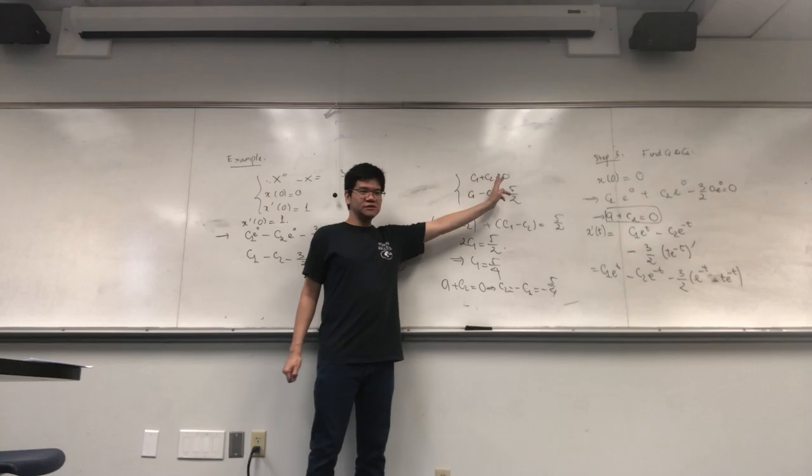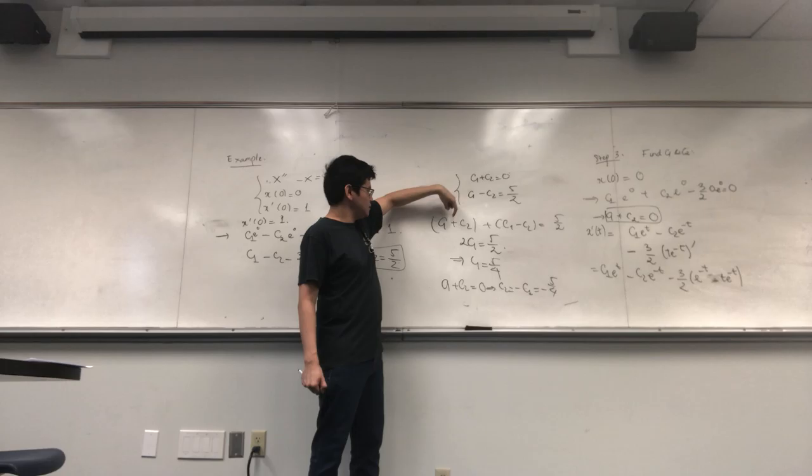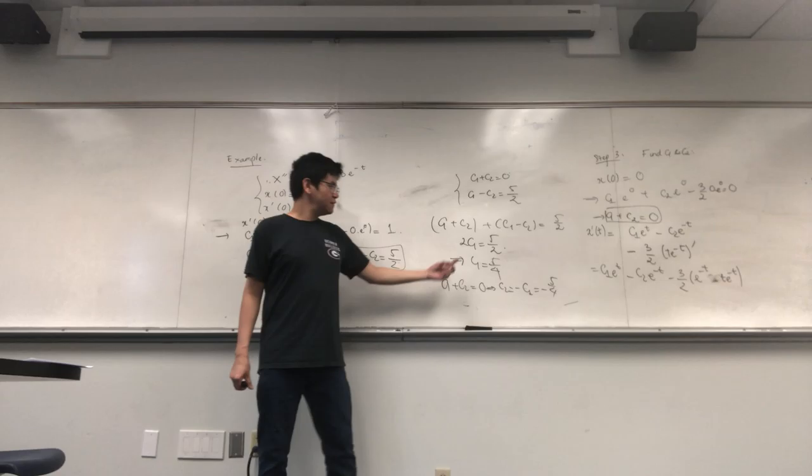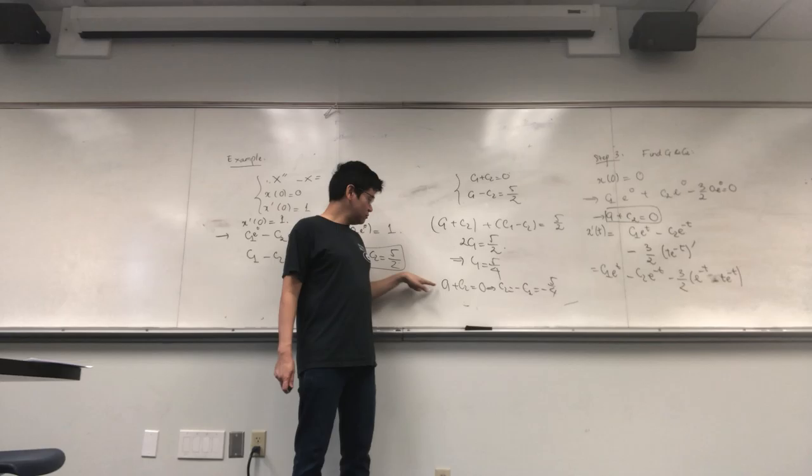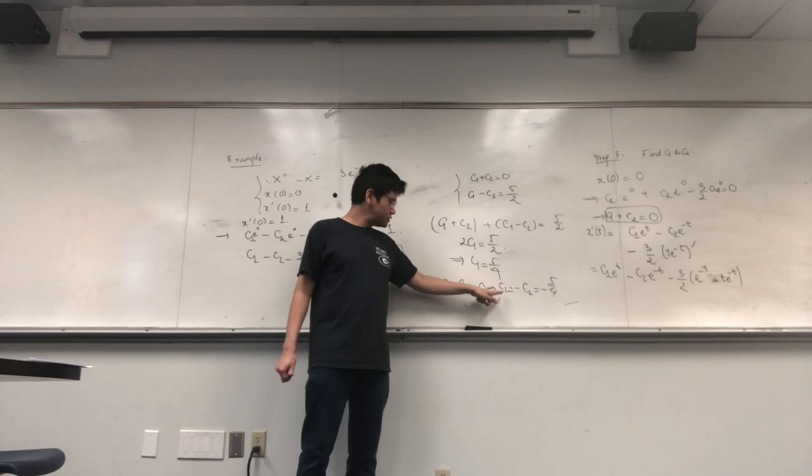I explain again. C1 plus C2 is 0. C1 minus C2 is 5 over 2. What I do is I take a sum of the two equations. I have C1 plus C2 plus C1 minus C2 is 5 over 2. This means that 2C1 is 5 over 2, which means that C1 is 5 over 4. Because C1 plus C2 is 0, C2 is minus 5 over 4. Right? Questions? Yes?